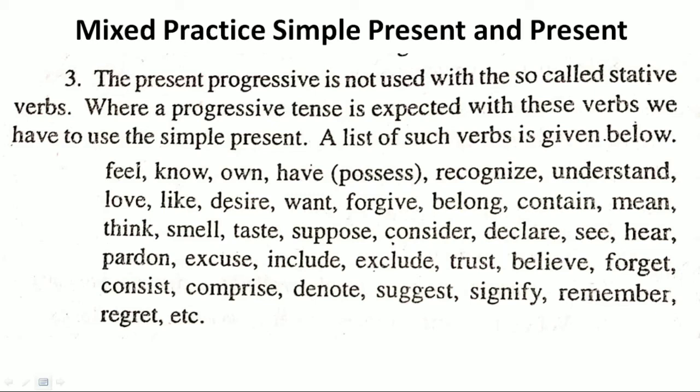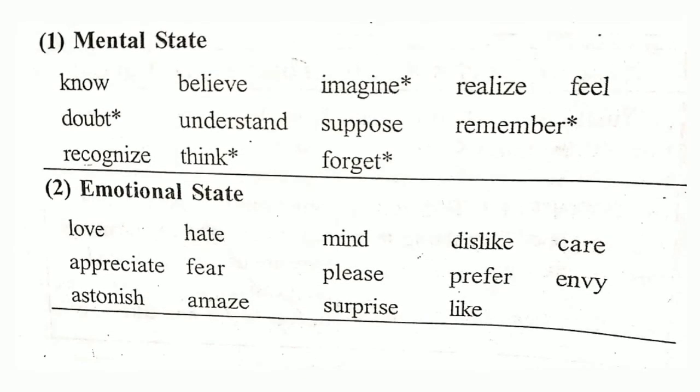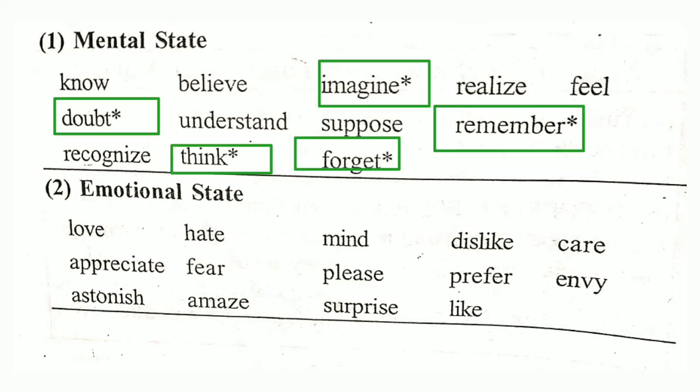We can see some detailed explanation of these stative verbs in English. Those verbs connected with mental states are not used in present continuous tense. But some of these verbs are used in both tenses, simple present and present continuous tense. They are marked with an asterisk here.